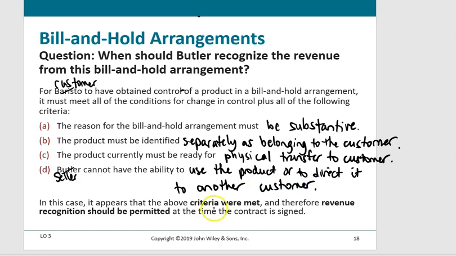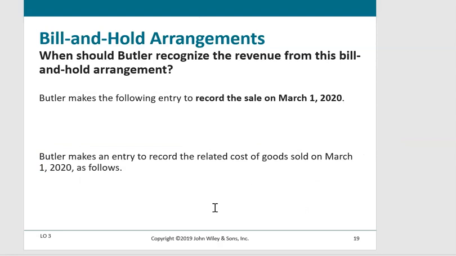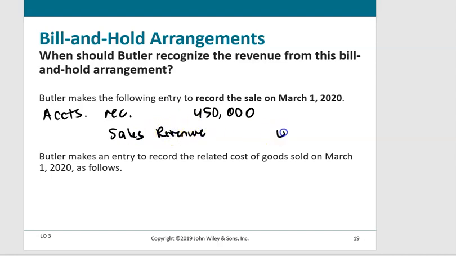In this case, it appears above criteria were met, therefore revenue recognition is allowed even though we didn't give those fireplaces to the customer. Let's record these entries. Butler, the seller, makes the following entry to record the sale on March 1st, even though Butler hasn't delivered the fireplaces. We say accounts receivable has gone up. We have done our part. Now we're just storing them. We have the right to receive cash from them, and we are recording that sales revenue. They are in a section of our warehouse, complete and ready to be picked up whenever that customer is ready.